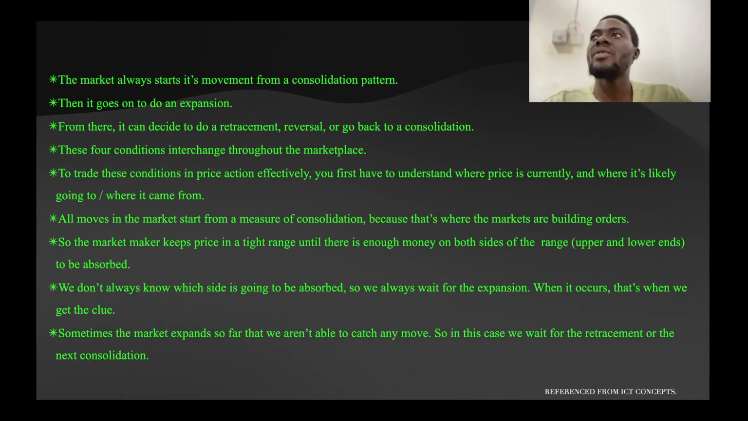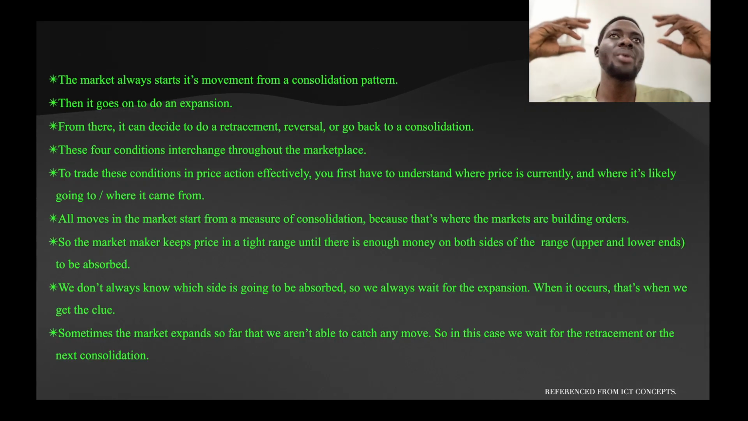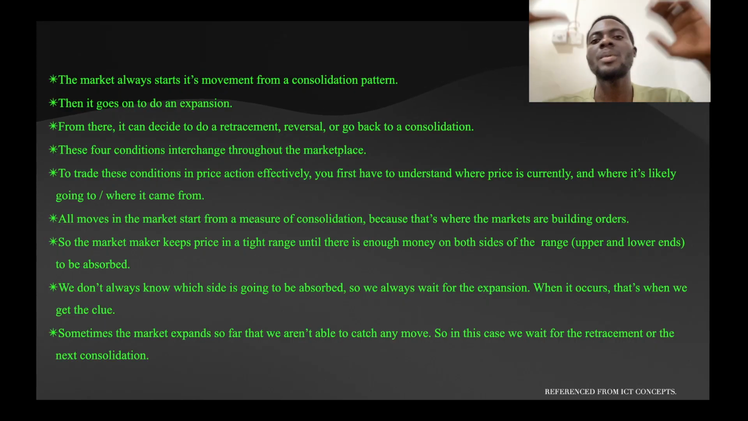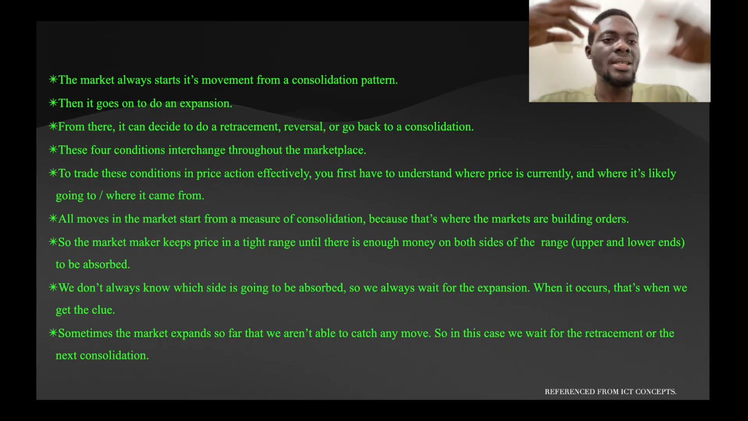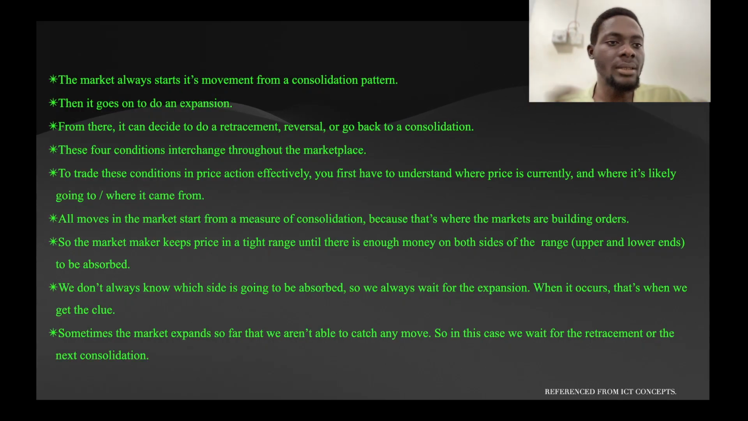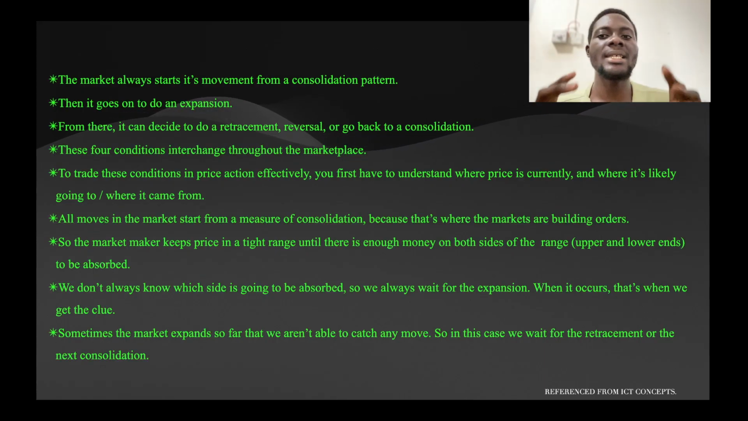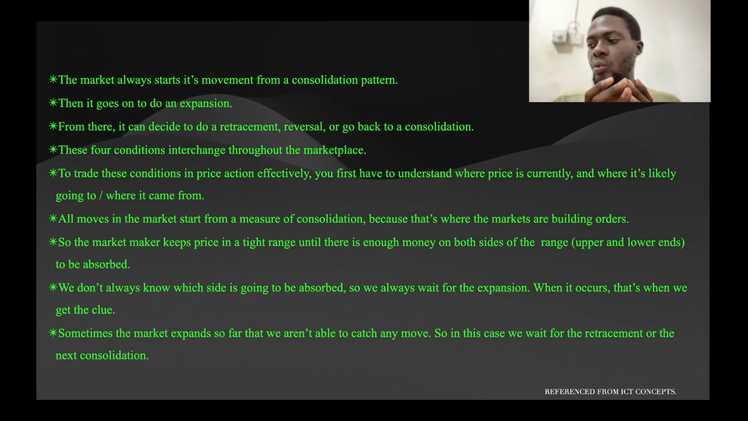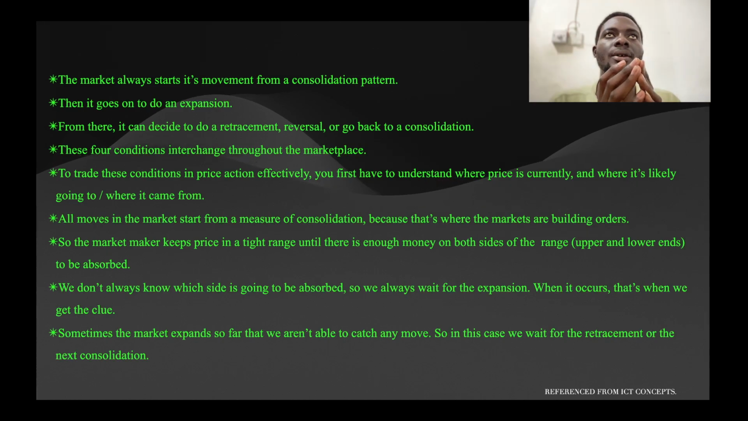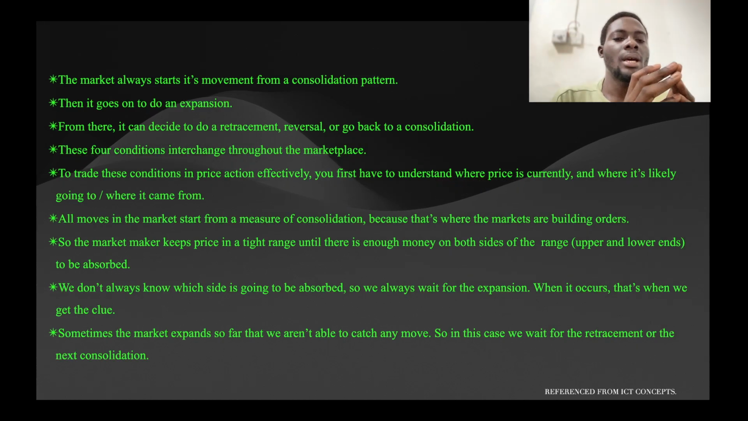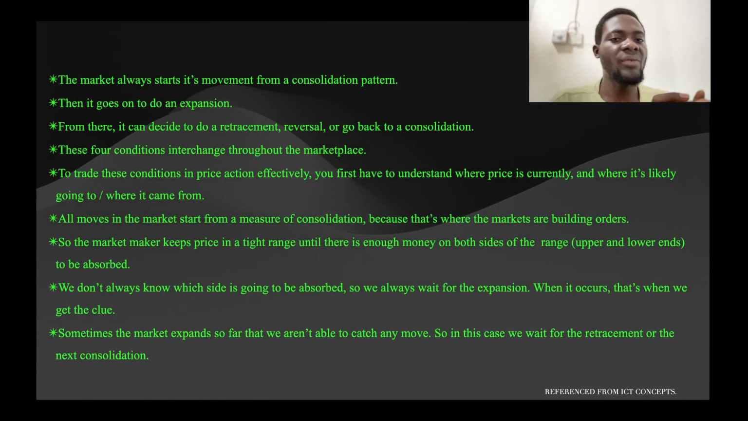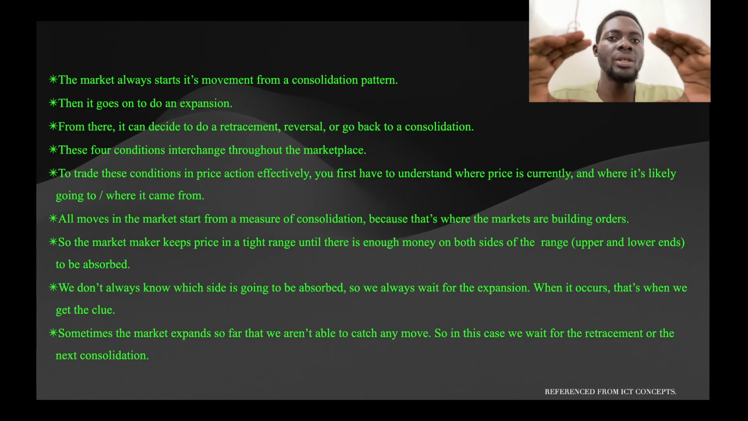So if you are watching a certain asset's price action, you can see that these conditions are interchanging. It can go from consolidation, expansion, expansion, reversal, reversal, retracement. To trade these conditions in price effectively, you first have to understand where price is currently and where it's likely going to, or where it came from. So you have to understand what price is doing currently. You see that, okay, I can see price doing a consolidation. So if I'm going to trade this effectively, I must understand what price is doing.